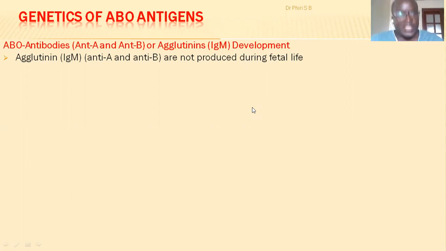So the antibodies, agglutinins development, there is only anti-A and anti-B. These antibodies are not produced during fetal life. But when do they start being produced within the body? After birth.